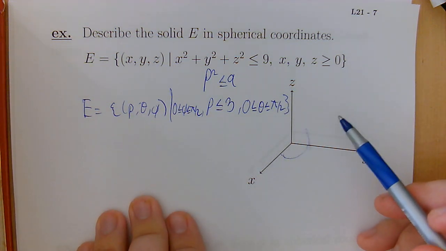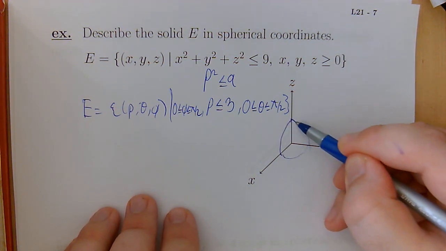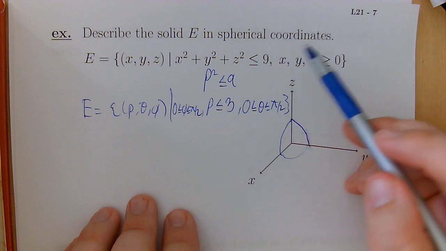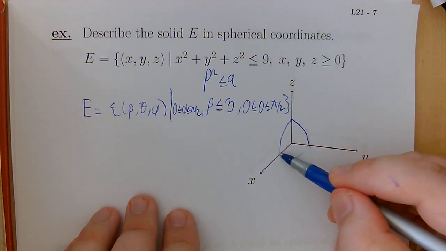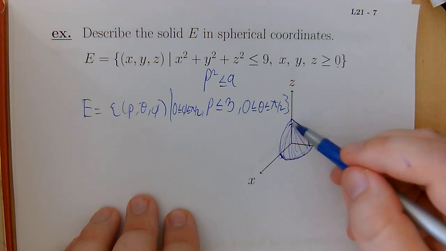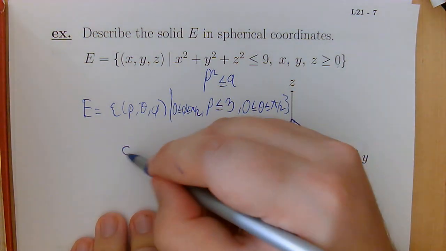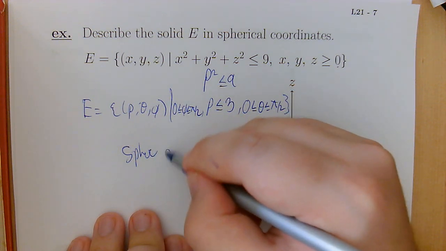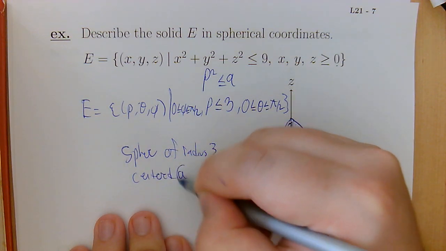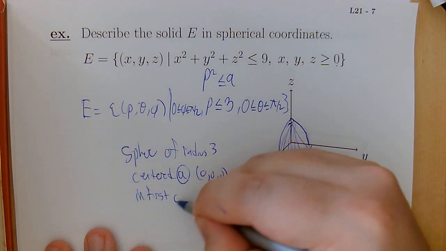Now what is this representing? This is representing 1/8 of a filled-in sphere. We have x squared plus y squared plus z squared is less than or equal to 9, so we're within a sphere of radius 3, but we're also within the first octant. If we wanted to shade this in, it would be like this. So it would be 1/8 of a sphere: the sphere of radius 3 centered at the origin that's in the first octant. Sphere of radius 3 centered at 0, 0, 0 in the first octant. That's how we would verbally describe this.